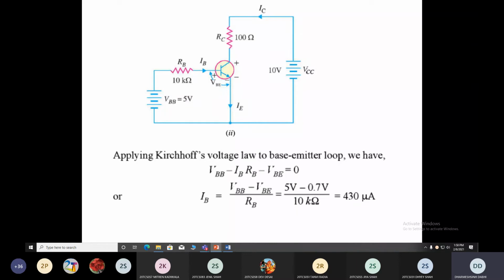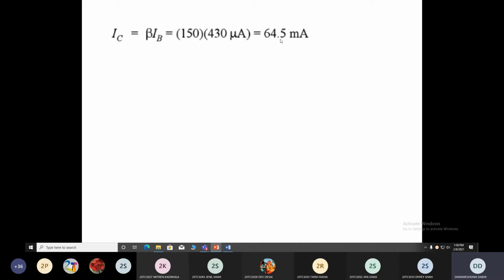All of you get this? Yes, sir. Now calculate IC. Now beta is given, IB you find out. Now calculate the beta. 64.5 milliampere. Yes, very good. 64.5 milliampere. Now what is the next step?